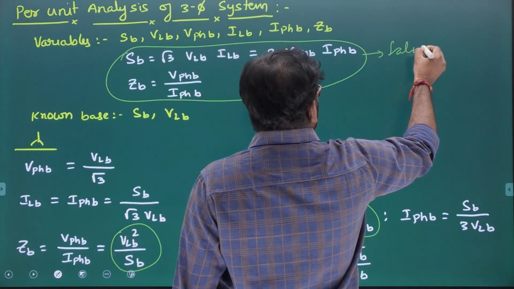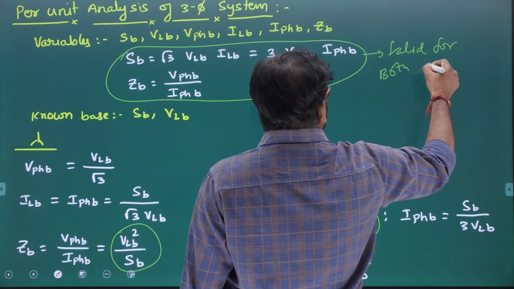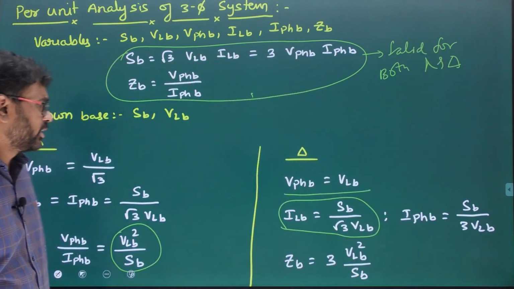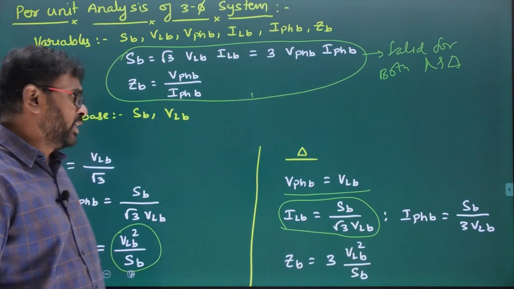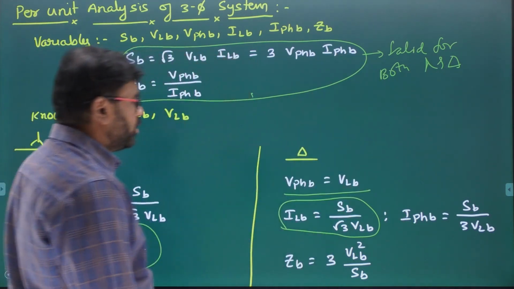Valid for both star and delta connection. Basically, we have a star connection or delta connection in a power system, in a 3-phase system. Correct or not? Anyway, these formulas are valid for both star and delta connection. That you have to notice.